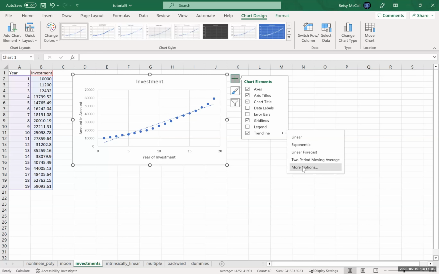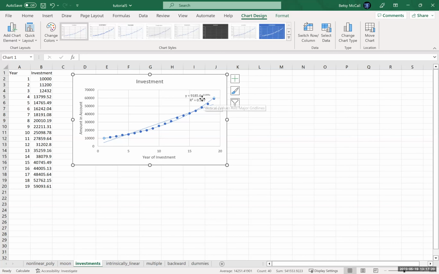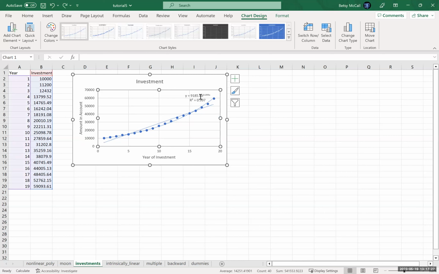You could choose exponential from the graph, but I want other options, so I'm also going to do it from here. And I'll leave the straight trend line on there just for comparison. And I'll put my equation on the graph. Grab the wrong thing. Move it out of the way.